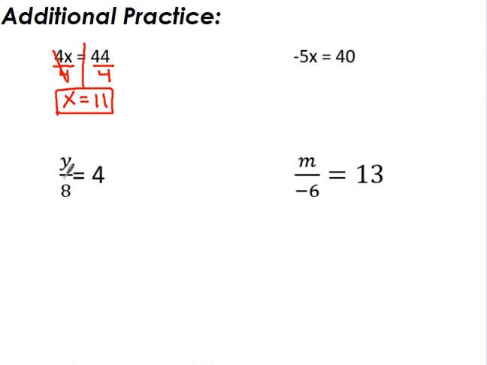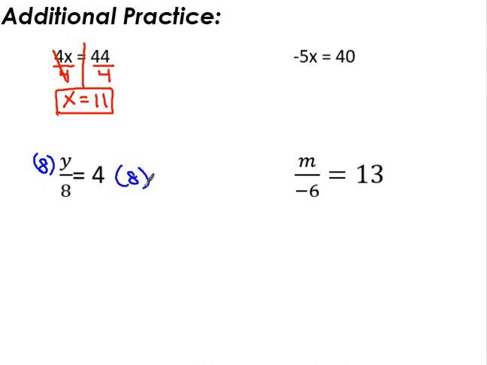So I want to cancel out this divided by 8 so I can have y by itself. The way I cancel out divided by 8 is I multiply by 8. And whatever I do on one side, I do to the other. We show multiplication by writing parentheses.